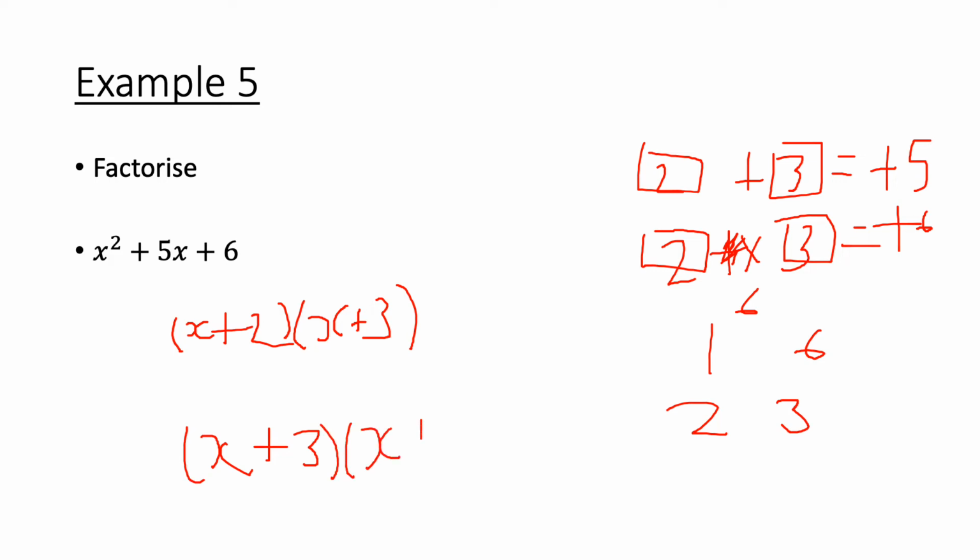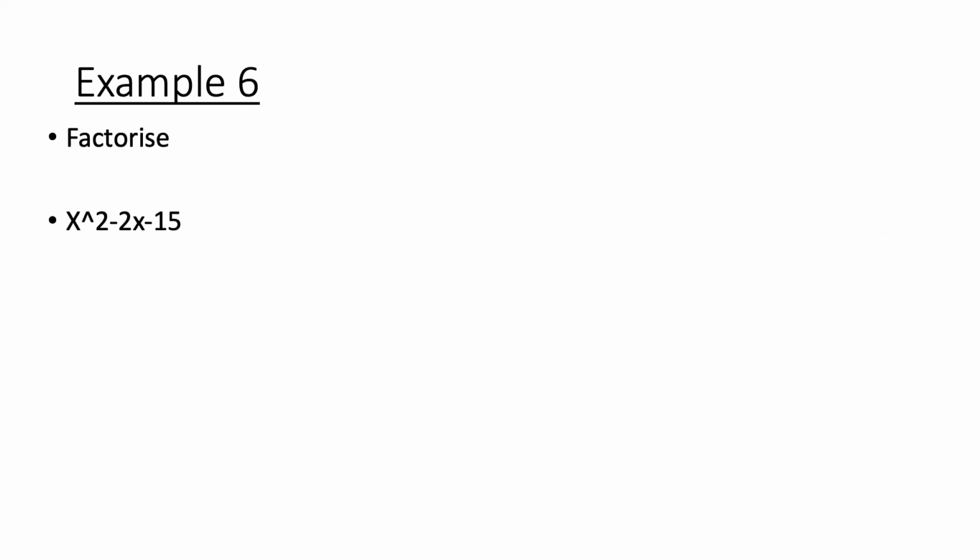So that is factorizing quadratics. If it's 3 terms, then it's usually always double brackets. If it's 2 terms, it's normally 1 bracket, unless it's the difference of 2 squares. And then if it's 3 terms, it's going to be 2 brackets. So this one's factorizing quadratics.